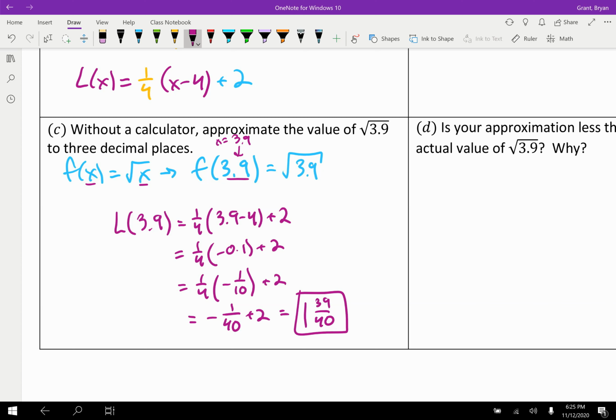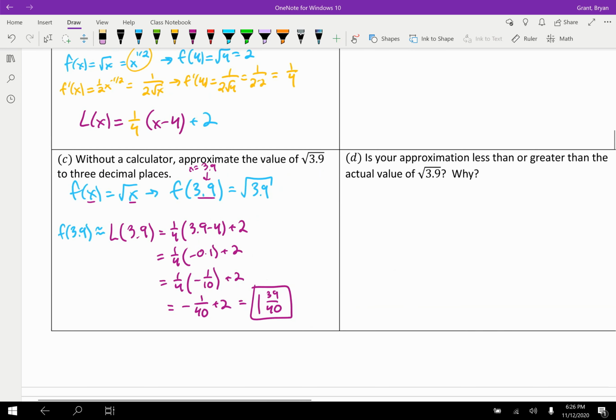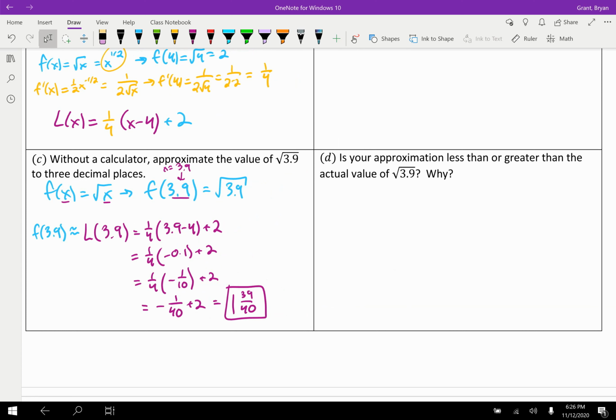Now, as a reminder, we were trying to approximate f of 3.9, so the right way to put the work on here is to say that f of 3.9 is not equal to the linear approximation. They're not in the same spot. They are approximately equal. So you do need to start with that approximately and say we're going to find f of 3.9 approximately by using the linear approximation, which is exactly equal to 1 and 39/40. Okay. Then the question says, is your approximation less than or greater than the actual value of the square root of 3.9?